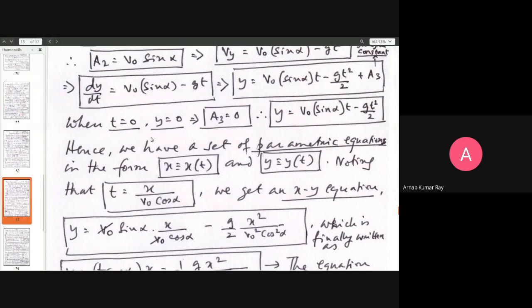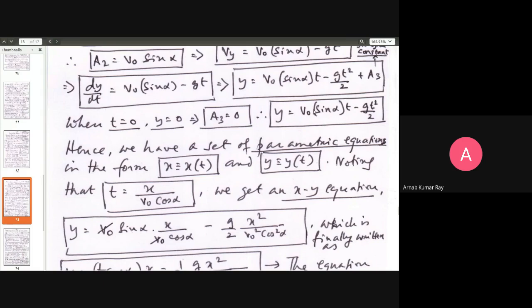I hope you are understanding the logic. First we got a set of equations, x as a function of t, y as a function of t. And now the next thing that we will do is to eliminate t, substitute for t, and write x and y in a direct relationship with each other.